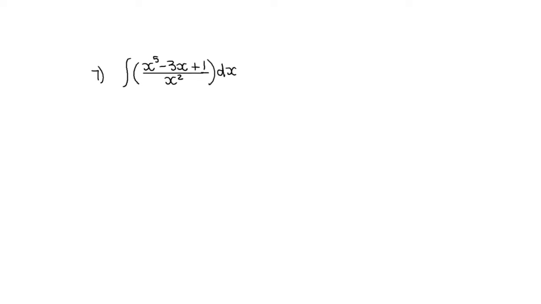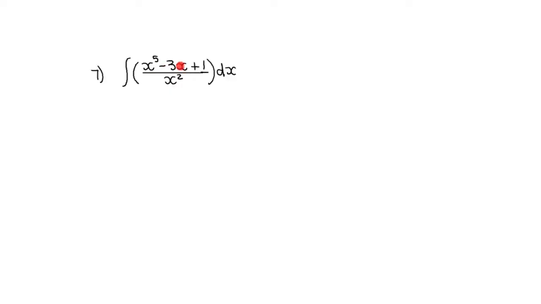I only know how to integrate if I've got loose terms. And in this case, I don't have loose terms. But if I divide each of these top terms by x squared, I will actually be able to get 3 loose terms. So before I can actually start integrating, I have to change it into the correct format. The x to the power 5 must be divided by x squared. The negative 3x must be divided by x squared, and the plus 1 must also be divided by x squared, dx. So let's simplify this.